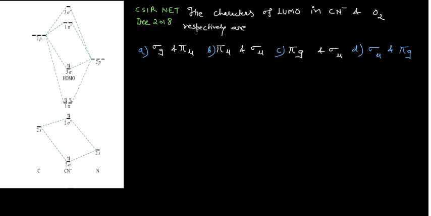Okay, now see guys, I have moved from homonuclear diatomic molecules to heteronuclear diatomic molecules. And when it comes to heteronuclear diatomic molecules, in that case gerade or ungerade would not be there, but this problem is quite different from that problem, and this problem has been asked in the CSIR NET 2018 examination. See, the characters of the LUMO in cyanide and O2 respectively are, so these four combinations are there.